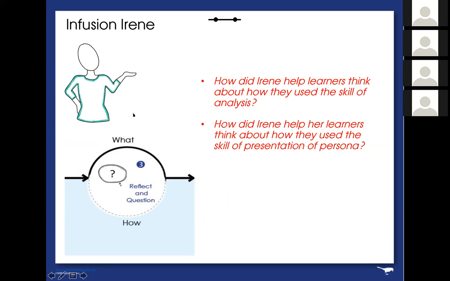Yes, reflection, reflection. Yep. She was able to not just have them use the skill, but true infusion helps learners reflect on how that skill helped them achieve a goal. How did that skill help me find the best sources? How did that skill help me present my best self when I was online? Those are really, really critical skills that it's not enough just to teach the skill and use the skill, but then we have to reflect on how that skill supported our work moving forward. That's when we're truly, truly infusing. So that was Infusion Irene.